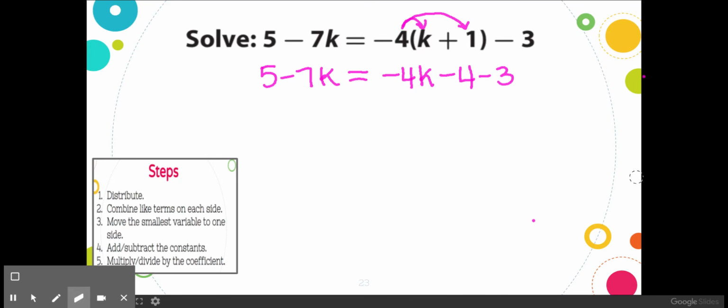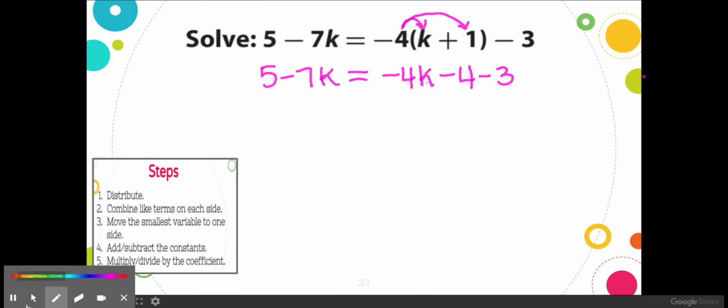I'm done with step 1. Step 2 is to combine like terms. So I take it one side at a time. Let me look at this side first, 5 minus 7k. Do I have any like terms there? Well, I have one constant and one term with the variable. So no, there are no like terms. Let's look at this side. I have negative 4k. Do I have anything else with a k? No, I don't. So let's move on to the next term.